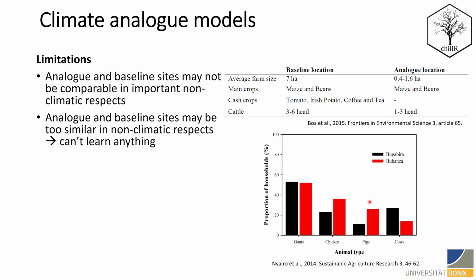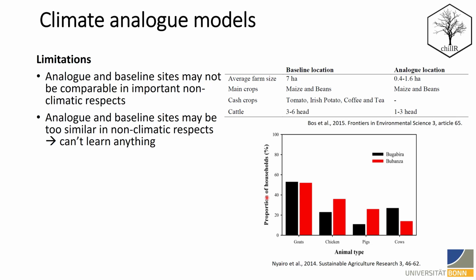And this was even more striking, maybe. We also did such a study in Burundi. So these are two villages in Burundi, one of which is the climate analog of the other place. And we found certain differences here in terms of goats, number of goats, and number of chickens and pigs and cows. But this is the percentage of households that have them. But it really is somewhat unclear what that means. Is this any sort of indication of an adaptation to the particular climate, or is this caused by all kinds of other factors?